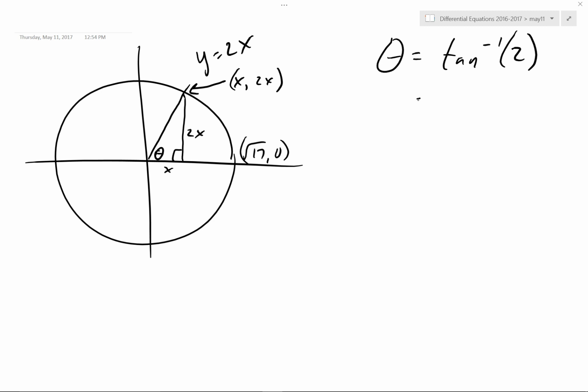And what do you get? Make sure you're in radians. It's 1.1. Nice. So theta goes from 0 to 1.1 radians.